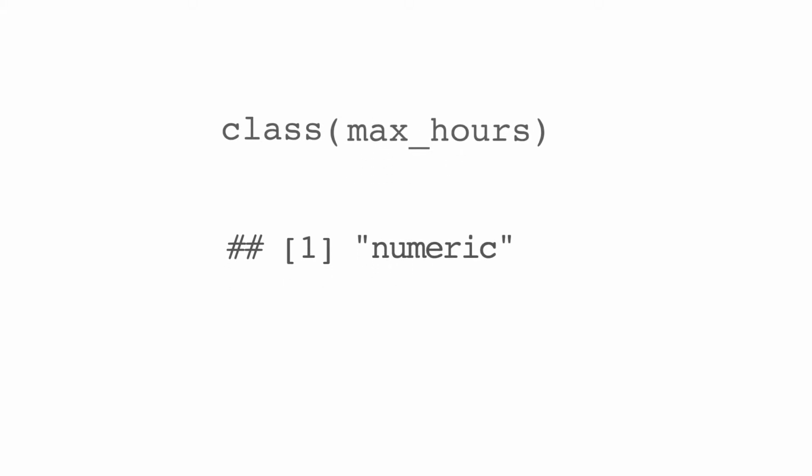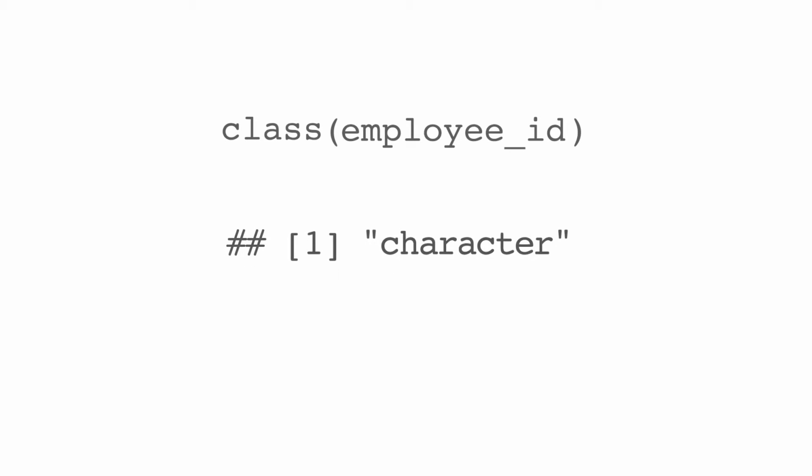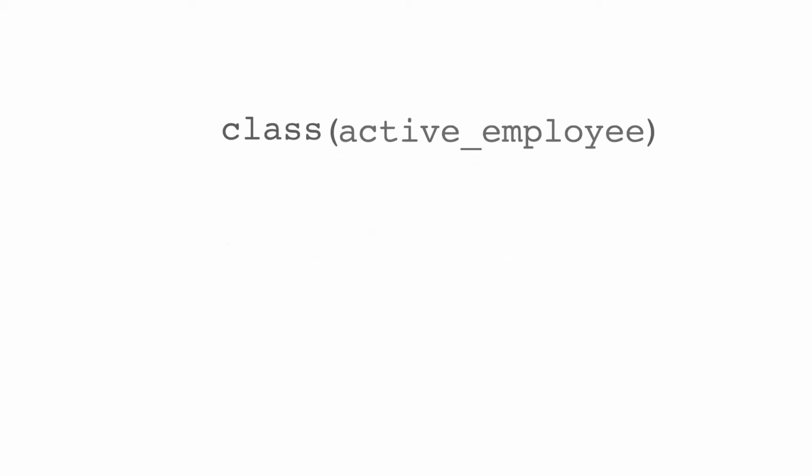To check the data type of a variable, use the class function. With the class function, we can pass in our variable as the input, and the function will return the data type. For example, class(max_hours) returns numeric. How would we determine the data types for other variables? It's the same process. We simply use the class function. We pass in employee_ID to class, and what's returned is the data type character. Now you try determining the data types of other variables: active_employee, employee_name, and max_hours.